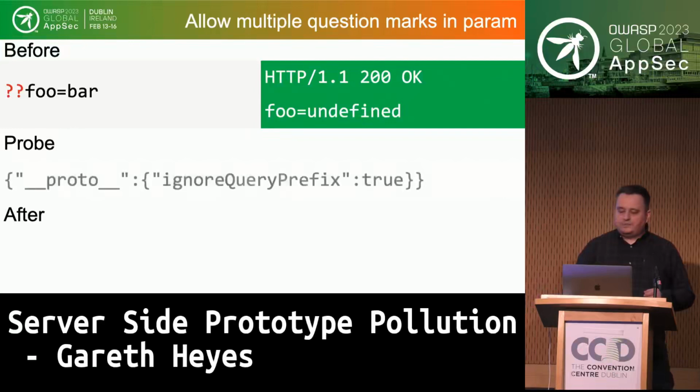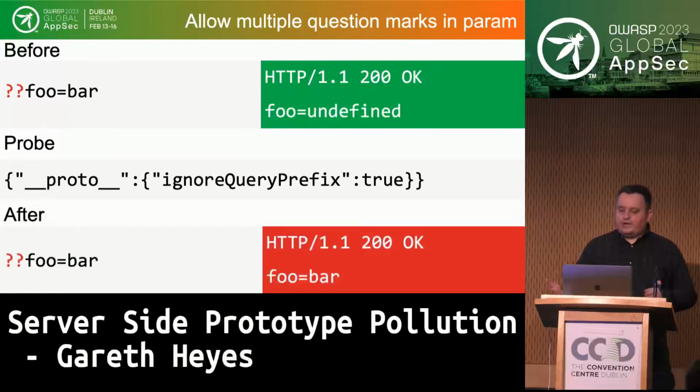When we inject the prototype pollution that changes the Express configuration, suddenly we're allowed to use double question marks in the GET request. So when we send this probe, we get back foo and bar. Yeah, the double question mark is allowed, and you can use this with other attacks such as cache poisoning, because you can confuse the server into caching your evil request and not the legitimate request.